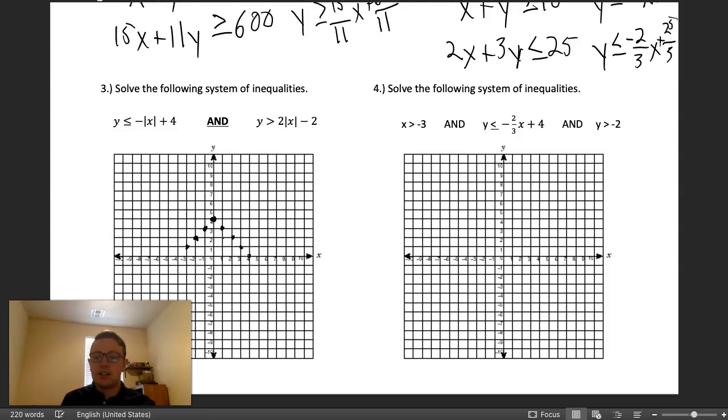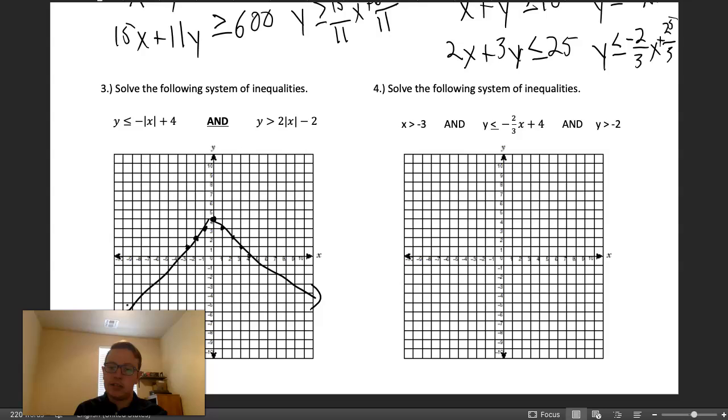Now this is less than or equal to, so I'm going to make a solid line. And it appears as if this is less than, 0 will be less than 4, so it's everything underneath. Okay. What about the second equation? We have y is greater than 2 absolute value of x minus 2.